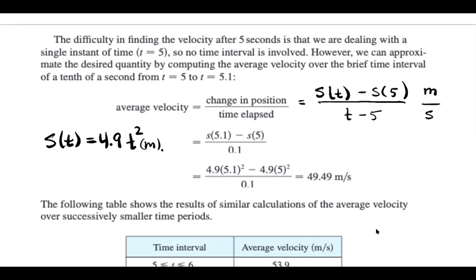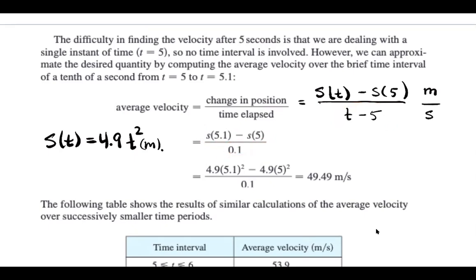So here, the author has taken the time interval to be from 5 seconds to just a tenth of a second later. So this S of 5.1, that's how far the ball fell in 5.1 seconds. S of 5 is how far it fell in 5 seconds. So this numerator, this difference, is how far the ball fell in the tenth of a second from 5 to 5.1. So the author has simplified this. 5.1 minus 5 is just 0.1. So the denominator is 0.1.